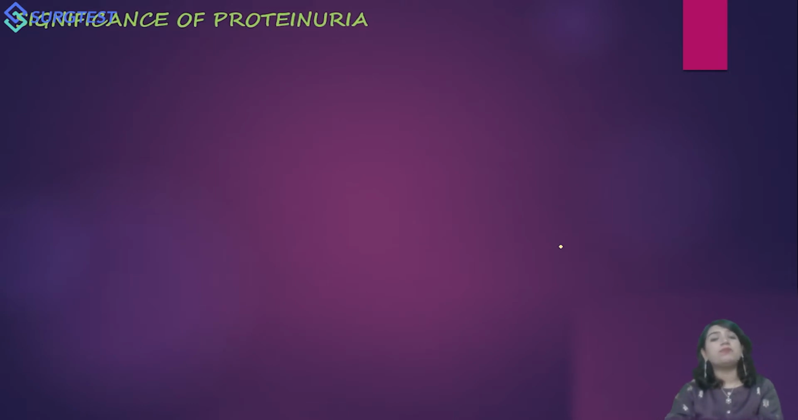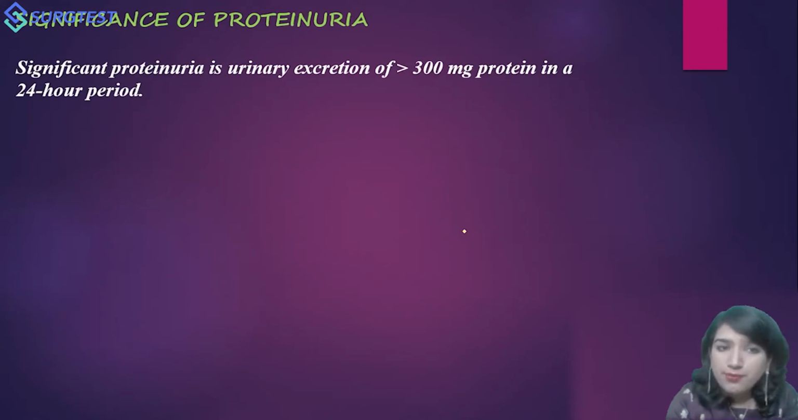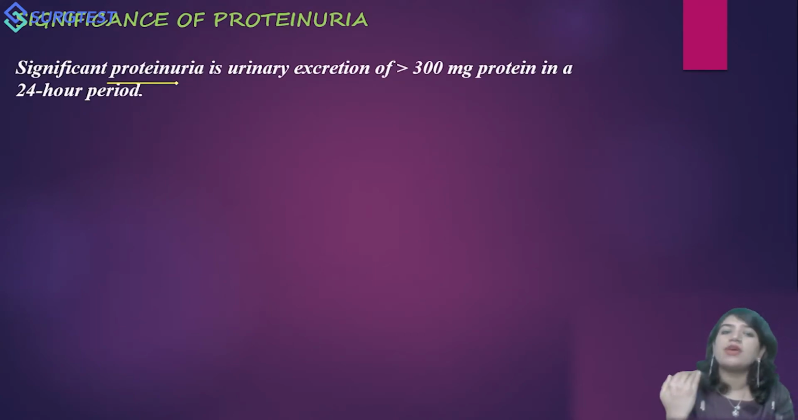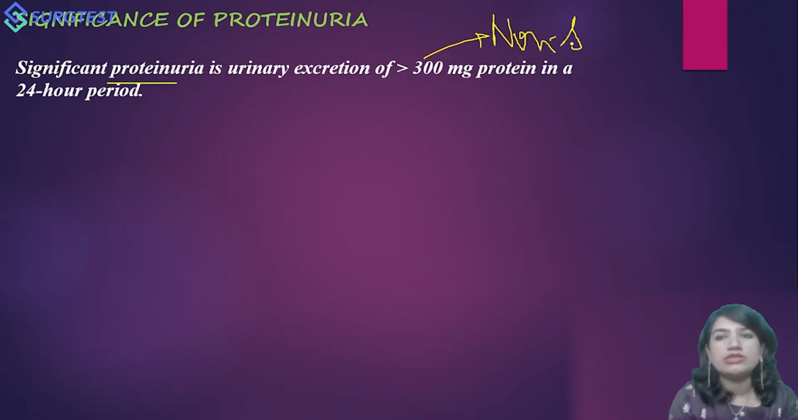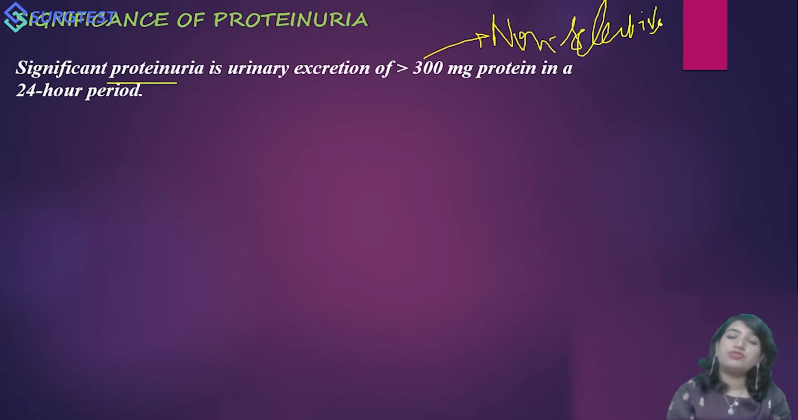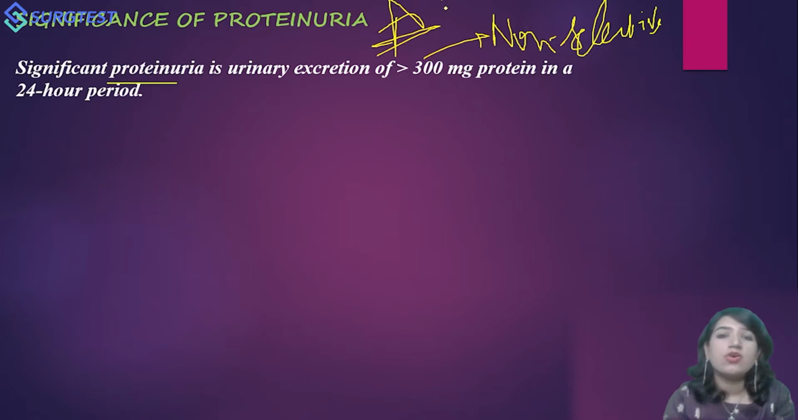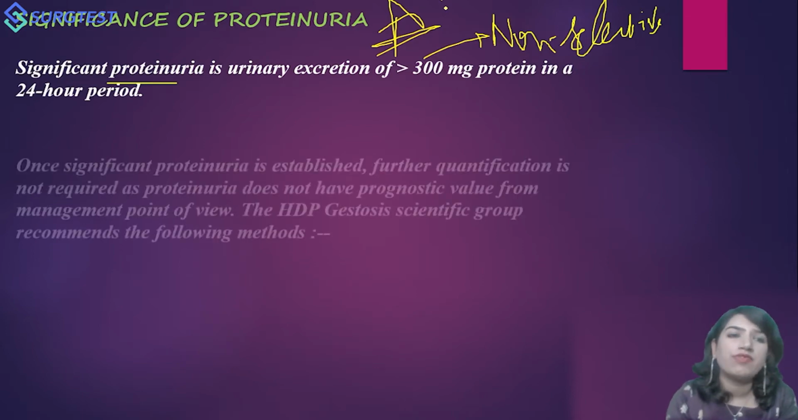Now, I told you about proteinuria and the diagnostic criteria. So, there should be a significance of proteinuria. Now, what do we consider as significant proteinuria? A urinary excretion of more than 300 milligrams of protein, and this proteinuria is mostly non-selective. Okay, non-selective proteinuria. But first, of course, albumin will come into the picture, and then later on anything else. So this proteinuria is measured over a 24-hour period. This level of 300 milligrams would be considered significant proteinuria.